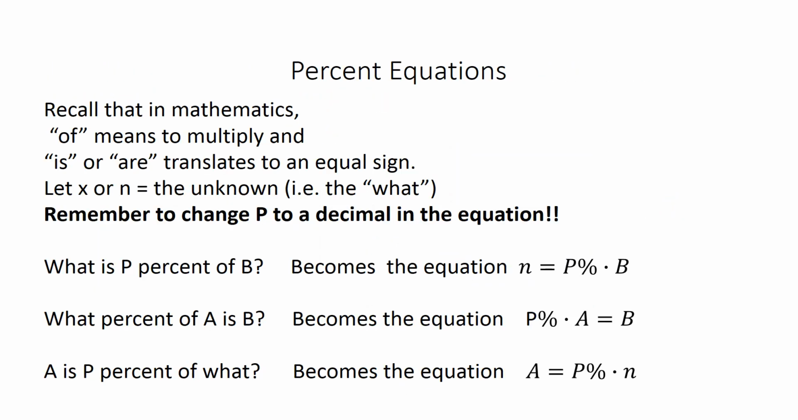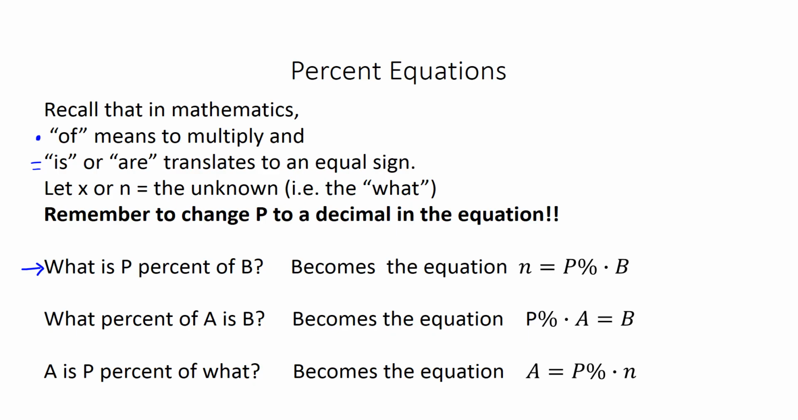We also talked a bit about percentages and finding the percent of numbers. Remember that of means to multiply. Is or are translates to an equal sign. So anytime we see is or are, it becomes equal. Of is multiplication. And you let x or n equal the unknown, i.e. the what. Remember to change the percent to a decimal when you put it into the equation, or if you're actually finding the percent, your answer will be given in the decimal and you'll have to change it to a percent. So we're going to set these up with the percent equation.